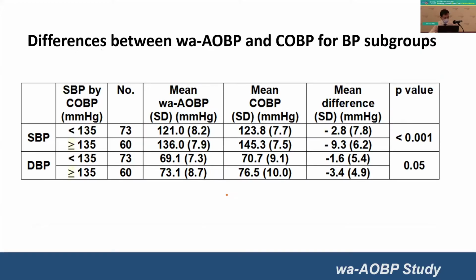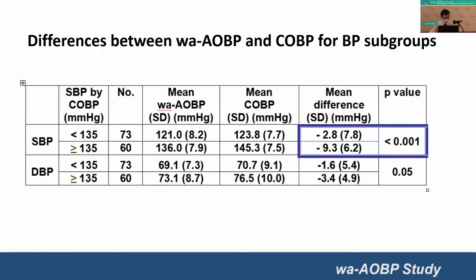We then analyzed the data according to blood pressure subgroups with the 135 millimeters mercury as the cutoff line. For the lower blood pressure subgroup, the difference was 2.8 millimeters of mercury. Whereas in the higher blood pressure subgroup, waiting area AOBP measurement was lower than COBP by 9.3 millimeters of mercury. And this was statistically significant, which means that waiting area AOBP is more effective in eliminating white coat effect in patients with higher blood pressure.